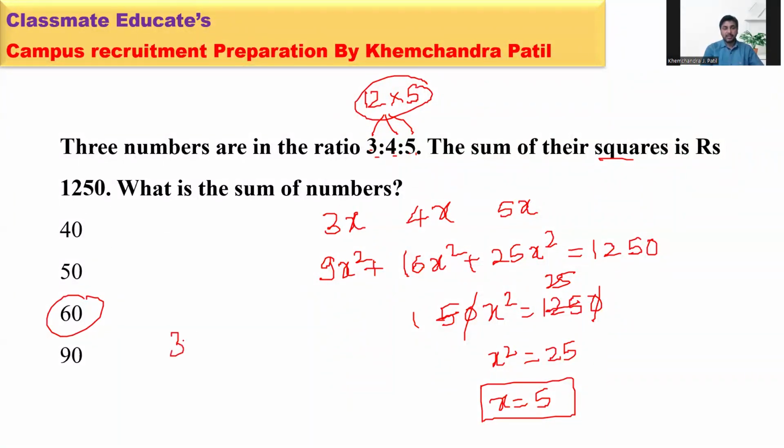Individual number भी आप निकाल सकते थे। 3 4 5 को अगर 5 से मल्टीप्लाई कर दे तो फर्स्ट नंबर you will get as 15, second number you will get 20 and third number you will get 25. The sum of these numbers again you will get 60 as your answer.